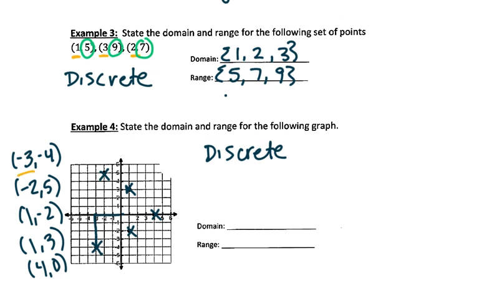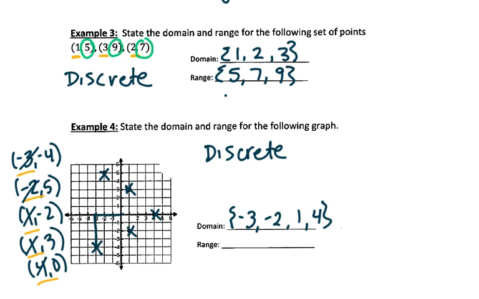So my domain: -3, -2, 1, 1, and 4. I've got to put them in order from lowest to highest, but I also don't do any repeats. So my first numbers would be -3, -2, 1, and 4. Notice that I did not write the 1 twice. It's because we don't do repeats.